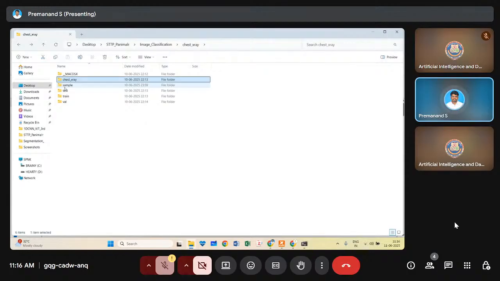Then what's the difference with the test data? Test data is unknown data, the validation data is unknown data.